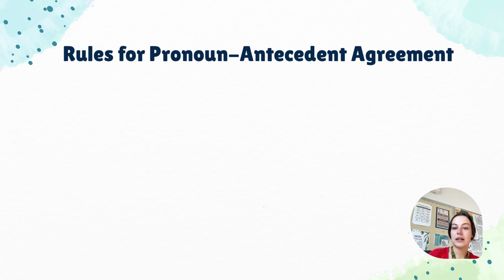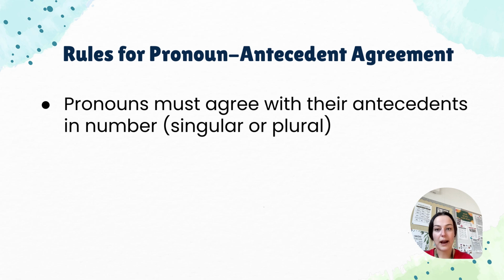Okay, and now we're going to move on to rules for pronoun antecedent agreement. So this is going to go over the basics and also give you some practice. So this is a rule, right? Pronouns must agree with their antecedents in number. So if the antecedent is singular or plural, that means that the pronoun that follows is going to have to match up, okay? So for example, the student is singular. Therefore, when you use a pronoun, that pronoun also has to be singular, okay?